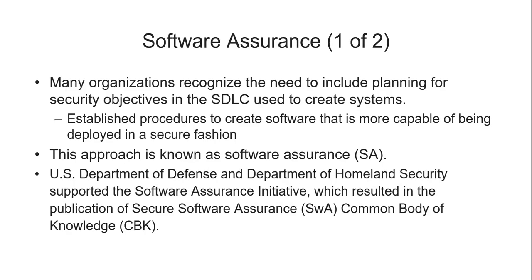Many organizations believe that security should be addressed during the design and creation of the system. The goal will be to include procedures to create software that is more capable of handling threats and attacks. A software that will have security as one of its major components. This approach is known as software assurance, and the software assurance initiative supported by the U.S. Department of Defense and Department of Homeland Security resulted in the publication of Secure Software Assurance, which is a common body of knowledge that has all the information needed. So we have lots of publications and documentation that will address these issues.